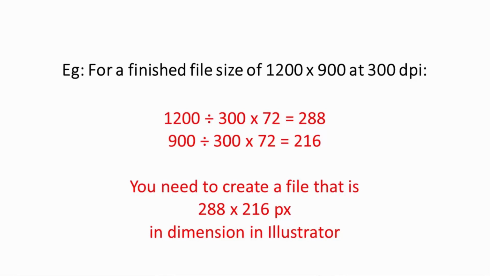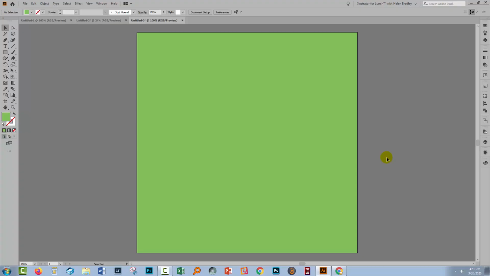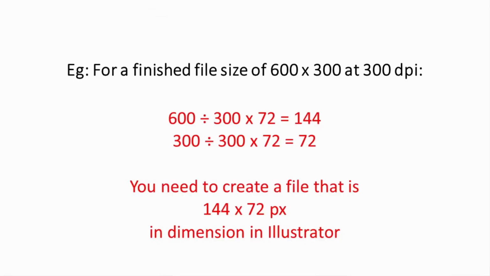So for argument's sake, if we want a document that's 600 by 300 at 300 dpi, 600 divided by 300 is 2, multiply 2 by 72, that's 144. It needs to be 144 wide and 72 tall. If you do that, output it at 300 dpi, you're going to have a perfect result.